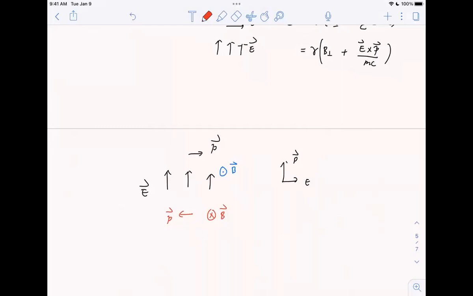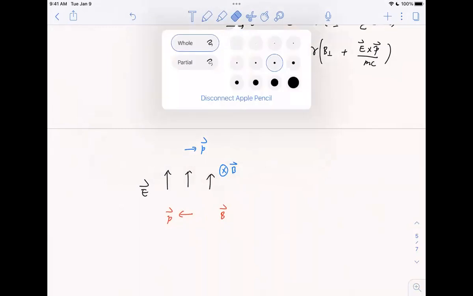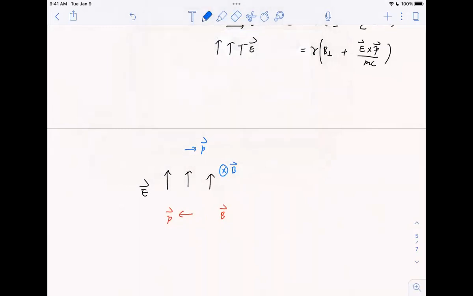E cross P. First case, the P is pointing to the right. Okay, my mistake. Let me use the color. You have a P here. So this is actually into the plane, and then this is out of the plane. Okay, so you know that when you have a spin in a magnetic field, the direction of the magnetic field determines the eigenstate of the spin.